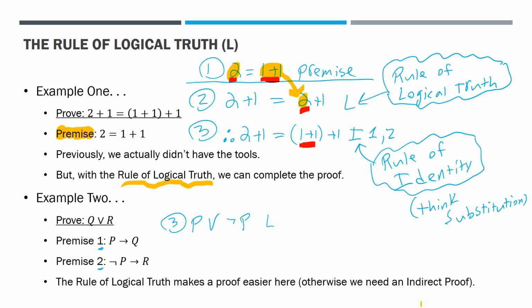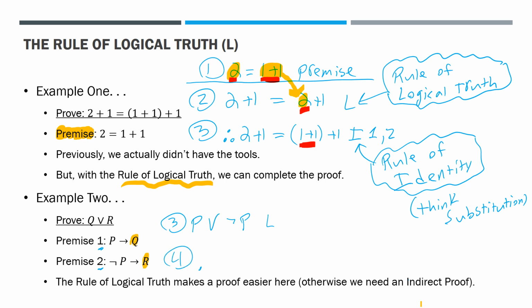You have two options, P or not P. If P is true, that disjunction is true. But even if P is not true, the disjunction remains true. Hence, it's a tautology. If P, then Q. If not P, then R.